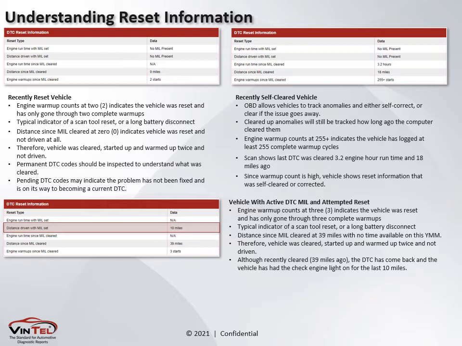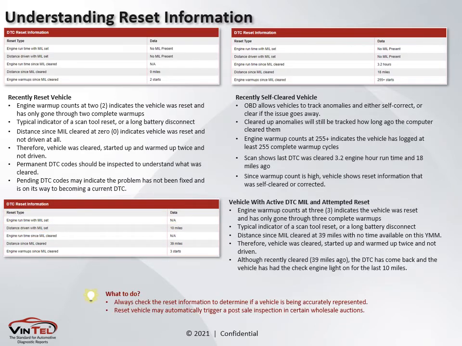Keep in mind that even though the vehicle is reset, permanent DTCs stay until at least 50 to 100 warm-up cycles. So even if someone is trying to reset a vehicle, the permanent or historical data is still present and that's shown lower in the report.